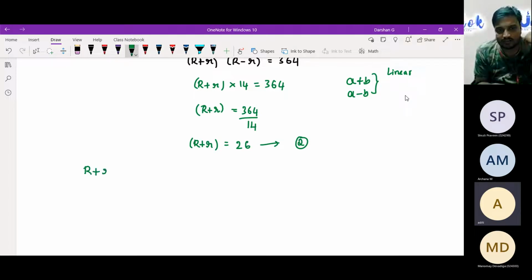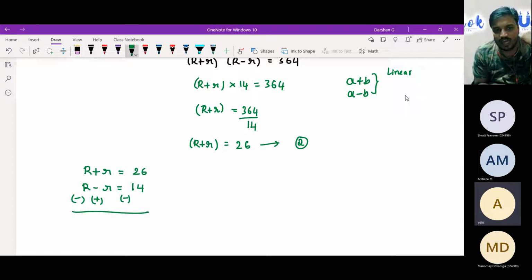R plus small r is 26, and R minus small r equals 14. Now I'll change the sign of the second equation: plus converts into minus, minus into plus, and plus 14 into negative. So now R and R cancel, and small r plus small r will be 2r, that equals 26 minus 14. What is 26 minus 14? It's 12. So 2r equals 12.